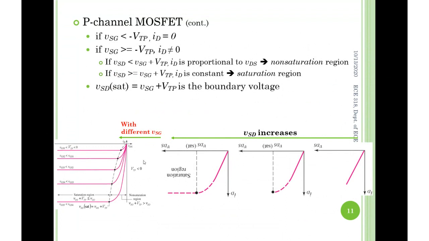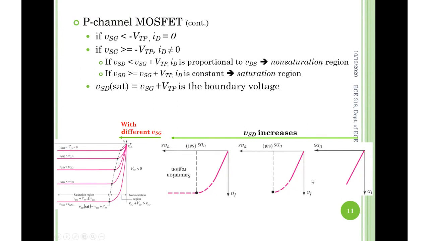If you keep talking about VDS, then of course it's flipped like this. And if you talk about VSD, like we just discussed, it's actually the same as what? N-channel IV curve, right? And also, it's basically the same. With the increase of VSD, what happened? Linear increase and then reach a saturation boundary and then becomes close to a flat line. And also three regions, saturation, non-saturation, and cutoff. All of those remain the same.